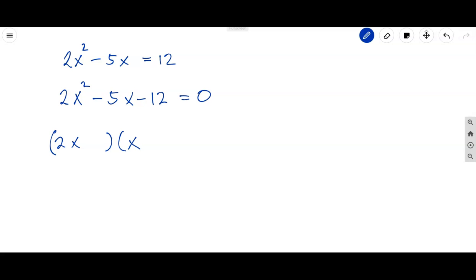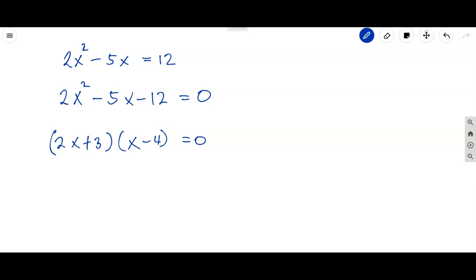So we will have now, what are the factors of 12? Therefore the factors of 12 are 3 and 4, 12 and 1, and 6 and 2. So if we are going to factor that one out, the answer will become 2x plus 3 and x minus 4 equals 0.